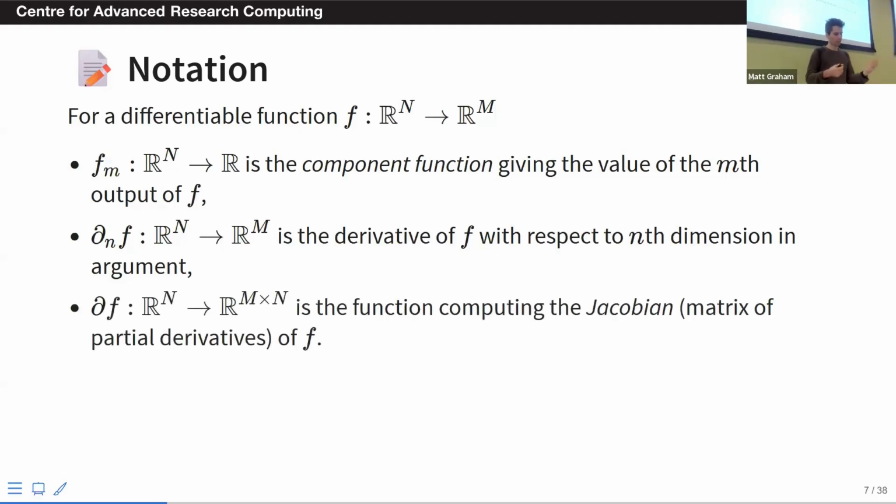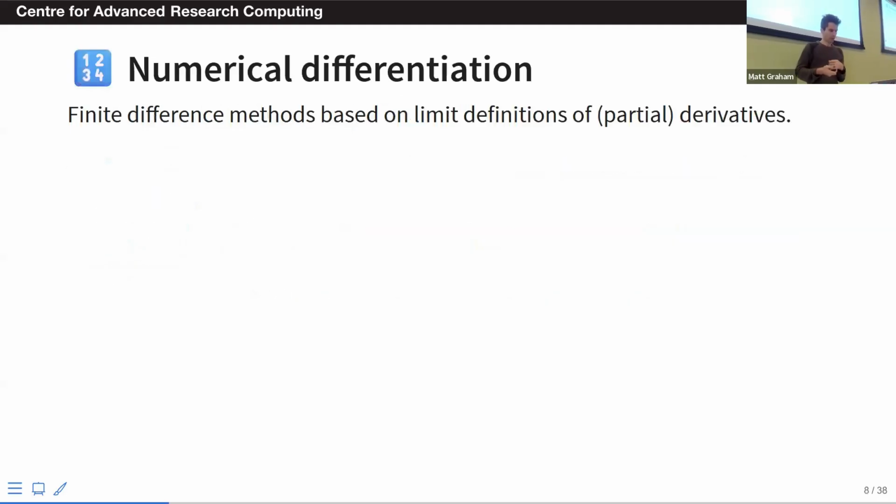And without a subscript, the partial operator applied to f is just going to represent the Jacobian matrix, or a function that evaluates the Jacobian of that function f. So I've mentioned at various points numerical differentiation, but what do I mean by that?